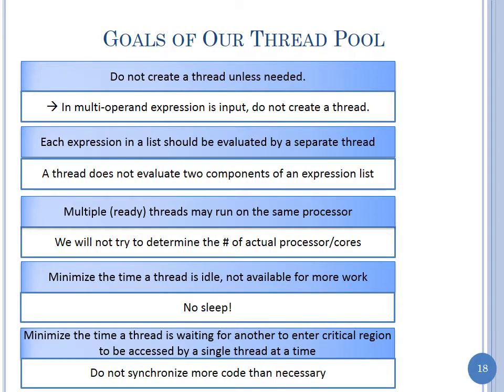And we want to minimize the time the processor is idle and not available. We can't eliminate that time, because a thread may be ready to work, but it may not be scheduled. So we have no control over that. So you want to minimize the time that a thread is not ready to do work.